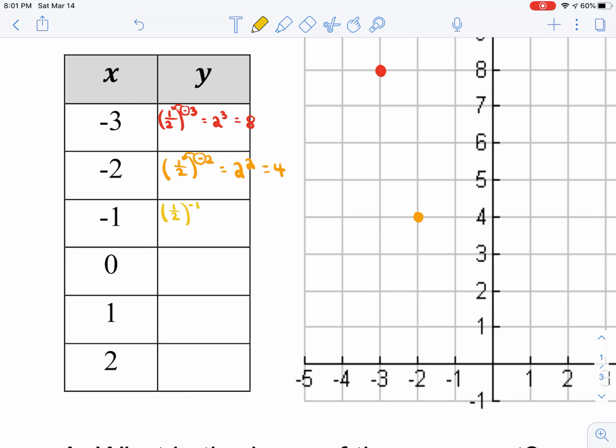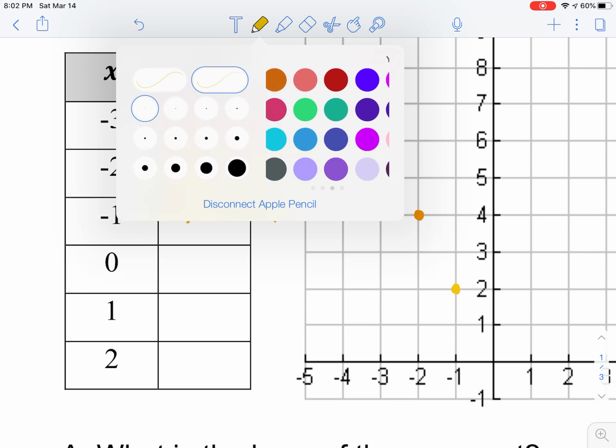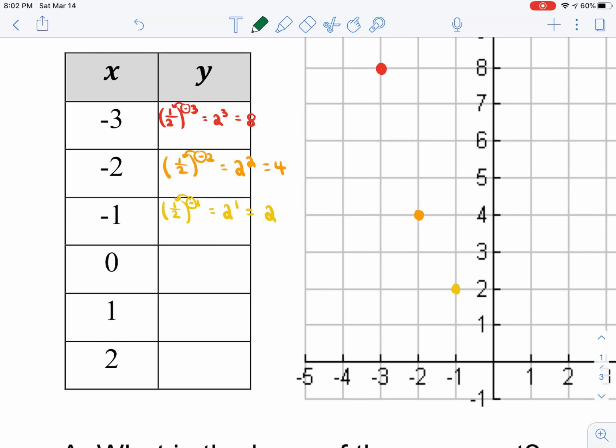1/2 to the negative first power. You're going to apply this negative to what's inside, and you're going to get a 2 to the first power, or just 2. Now, for the 0 exponent, same thing we saw as before. 1/2 to the 0 power gives us a value of 1. So when we go to 0, we're graphing 1. And then we can do that same thing, 1/2 to the first power. We get 1/2. Notice this is where it's becoming small now. And then for that final point, we can sub in a 2. Well, remember when you square a half, it equals a fourth.